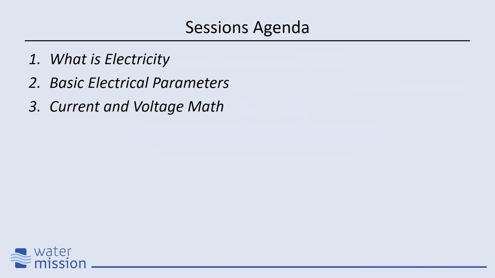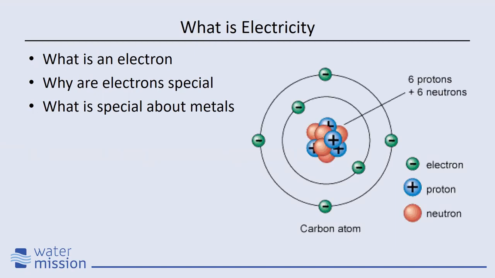So let's start by talking about what is electricity. If we're going to talk about what is electricity, we need to know what an electron is. Ultimately, an electron is part of an atom. Right here on the screen, we have a very elementary representation of a carbon atom.